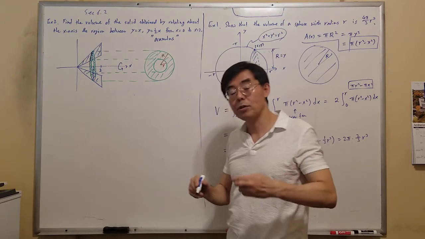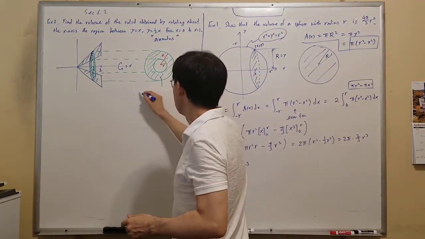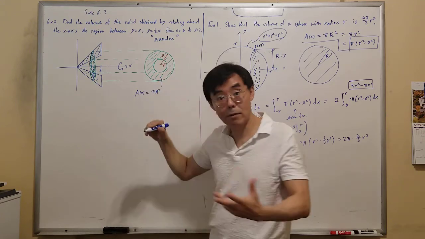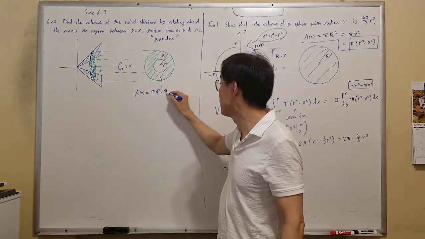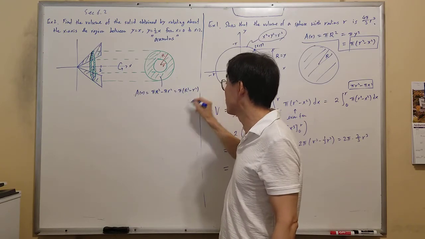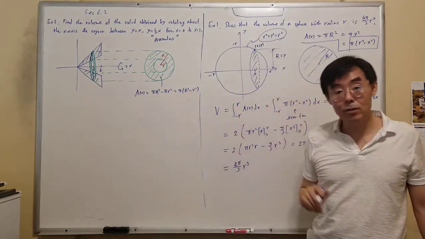The region between two concentric circles. So the area is obviously pi capital R squared, the area of the outer circle, minus the area of the inner circle, or capital R squared minus lowercase r squared. Now we have to write down this one as a function of x.